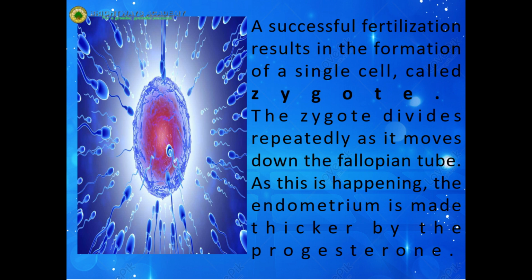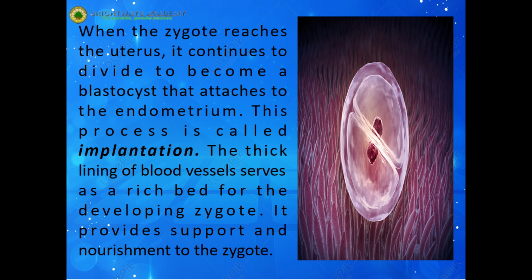As this is happening, the endometrium is made thicker by the progesterone. When the zygote reaches the uterus, it continues to divide to become a blastocyst that attaches to the endometrium. This process is called implantation. This is the start of the formation of the fetus. The thick lining of blood vessels serves as the rich bed for the developing zygote. It provides support and nourishment to the zygote.